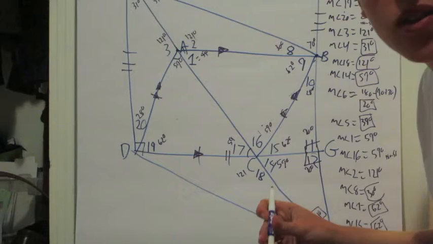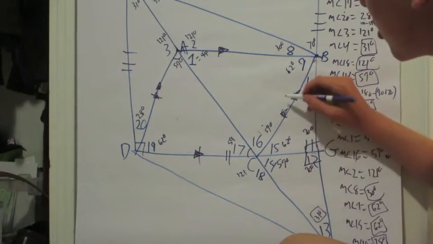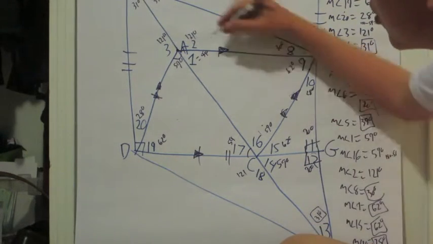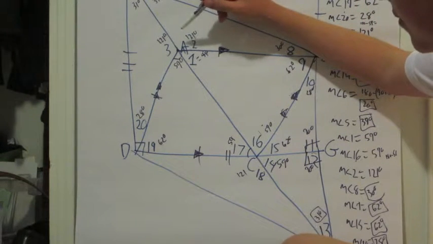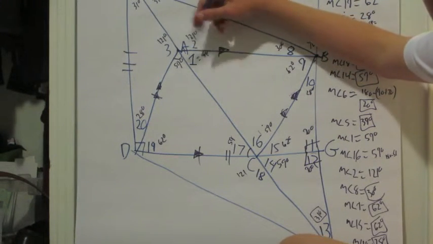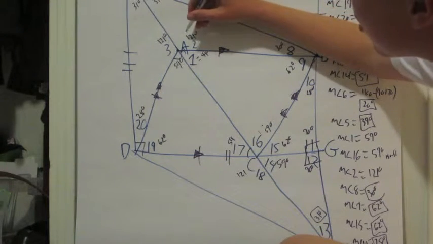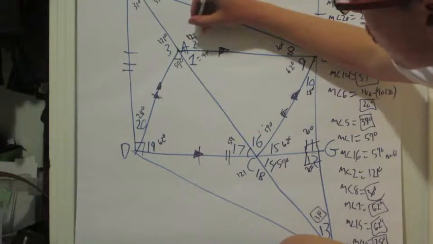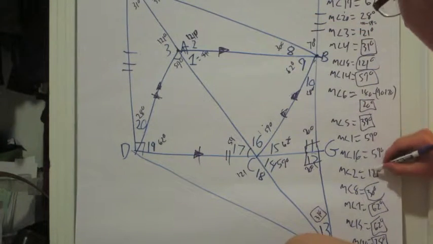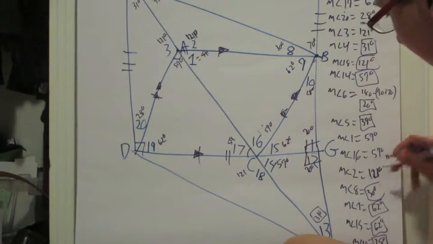So the next angle that we can figure out is the measure of angle 2. The measure of angle 2 can be figured out by taking this straight line and subtracting 59 from 180 to get 121. And so the measure of angle 2 would be 121.